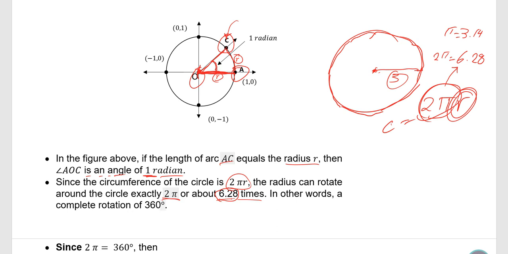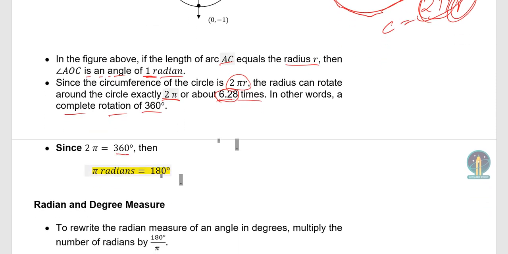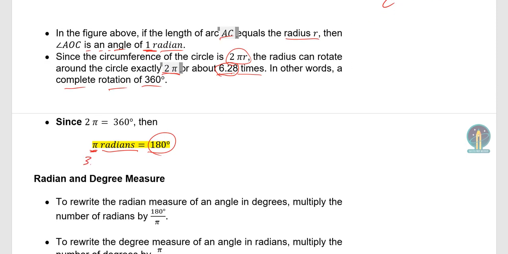So in other words, 2 pi is a complete rotation of 360 degrees. We know this. Now, since 2 pi is 360 degrees, then pi radians is 180 degrees. So pi radians is 180 degrees. Or 3.14 radians, which is the value of pi, is 180 degrees.